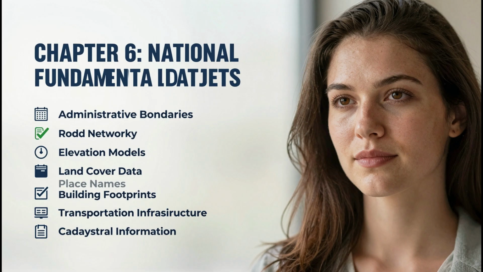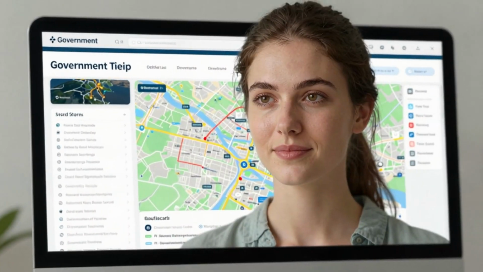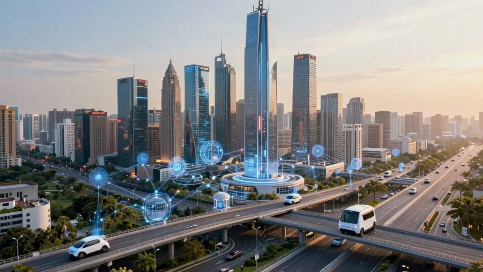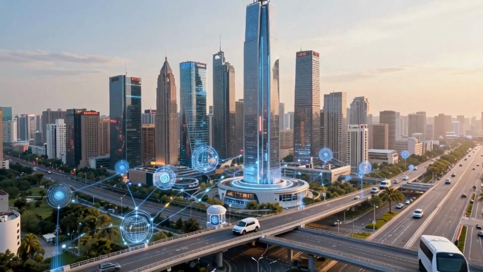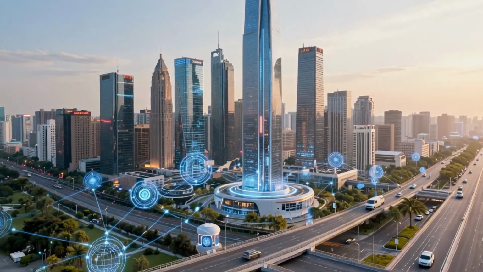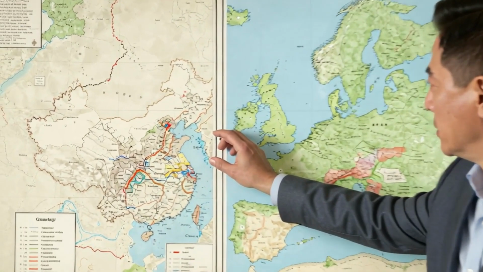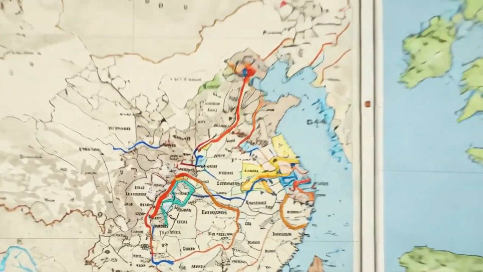Chapter 6. National fundamental datasets. National mapping agencies produce and maintain fundamental geospatial datasets. Examples include administrative boundaries, road networks, hydrography, elevation models, land cover data, place names, building footprints, transportation infrastructure, and cadastral information. These datasets are often referred to as fundamental geospatial data themes. They serve as reference layers for numerous applications.